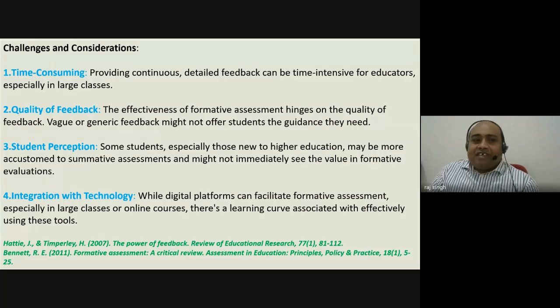Student, you have to change the student perception about the summative assessment. You have to draw their attention towards the formative. So it's one of the challenges. Integration with technology: you need a lot of technology integration to cater to a 50-60 student class to do the formative assessment. So that's also a challenge.